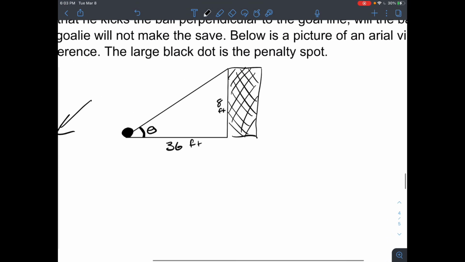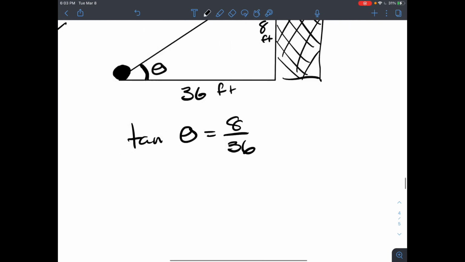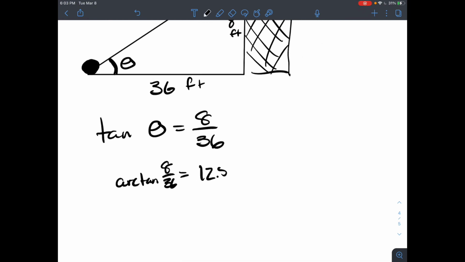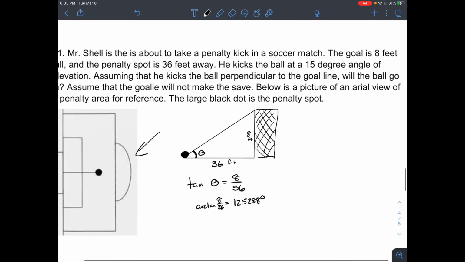Now, how we do this, go tangent inverse, if theta is equal to 8 over 36. Well, it's not tangent inverse, it's tangent: opposite over adjacent, so go arc tan of 8 over 36. Typing this into the calculator, 8 divided by 36, nope, not 39, 36. That is equal to 12.5288 degrees.